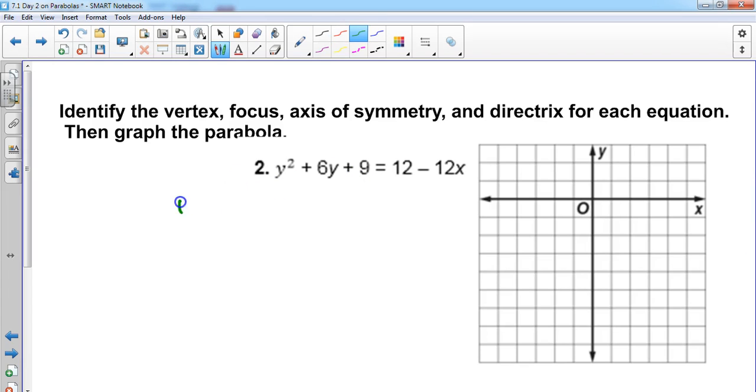The first thing you would do is get the squared term and its linear term that has the same variable on one side. So I want y squared plus 6y. And then I'm going to move everything else to the other side. So I'm going to subtract this 9 to the other side, which is really kind of pointless because we're going to end up adding 9. What happens to this other side then?